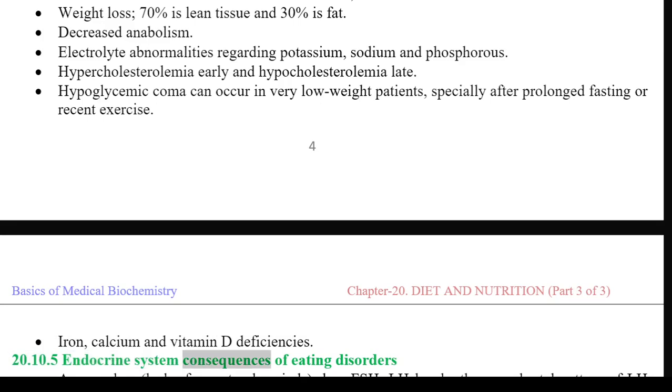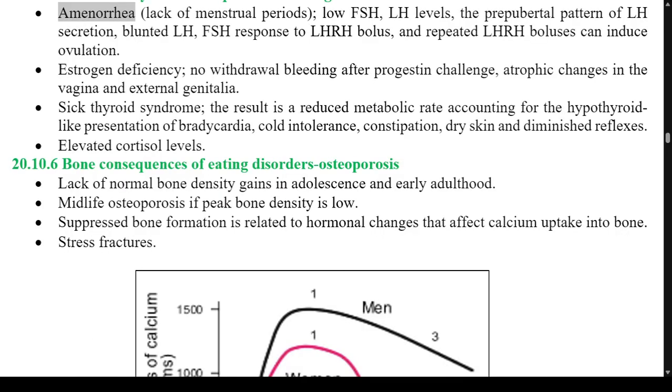20.10.5 Endocrine system consequences of eating disorders. Amenorrhea, lack of menstrual periods, low FSH, LH levels, the prepubertal pattern of LH secretion, blunted LH, FSH response to LHRH bolus, and repeated LHRH boluses can induce ovulation. Estrogen deficiency, no withdrawal bleeding after progestin challenge, atrophic changes in the vagina and external genitalia. Sick thyroid syndrome, the result is a reduced metabolic rate accounting for the hypothyroid-like presentation of bradycardia, cold intolerance, constipation, dry skin, and diminished reflexes. Elevated cortisol levels.